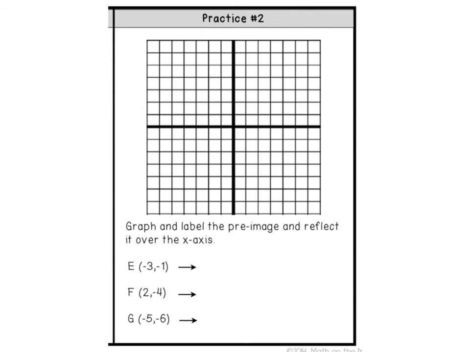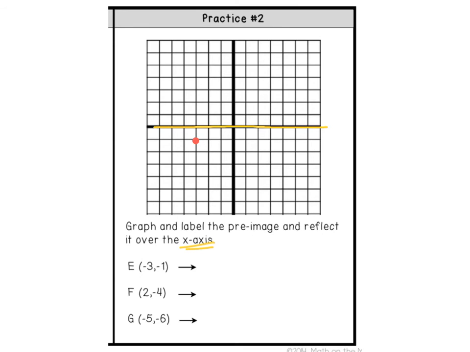Okay, practice 2. Here we go. EFG. We're going to graph and label the pre-image and reflect it. This time we're reflecting over the x-axis. So we will reflect this over the x. All right, let's graph our pre-image first. So E is -3, -1. So back 3, down 1. So E is right there. Okay, F is 2, 4.